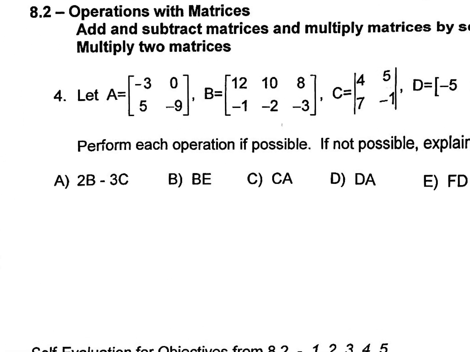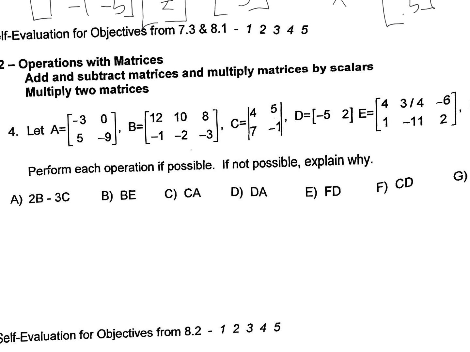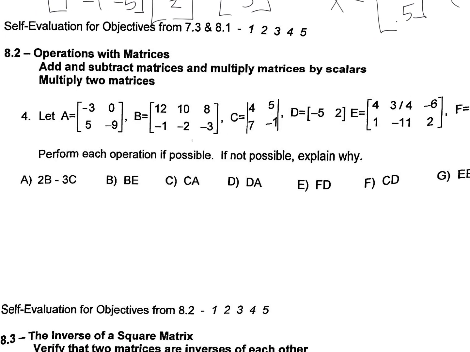Okay, so coming down, now we're just doing some basic operations with matrices. For A, we're doing 2B minus 3C. First, I want to take a second to look at A, B, C, D, and E and see what we have here. A is a 2 by 2 matrix. B is a 2 by 3 matrix. C is a 2 by 2 matrix. But look at those bars. Very, very important to look at those bars. Those look like absolute value bars, which means the determinant. So C is not a matrix. It is a determinant of a matrix, which is a number. D is a 1 by 2, and E is a 2 by 3.